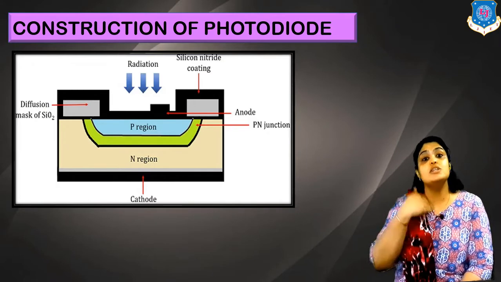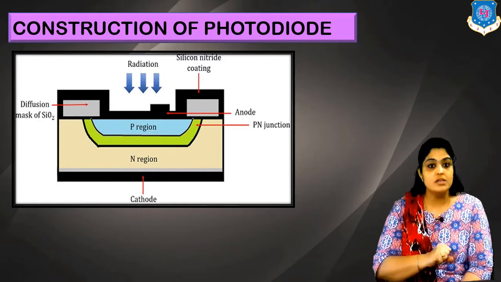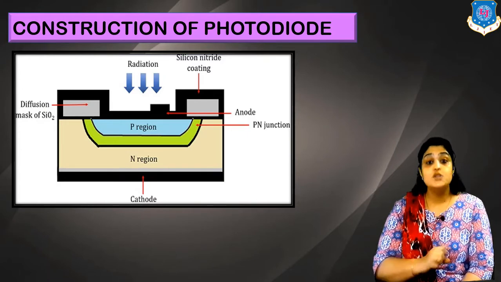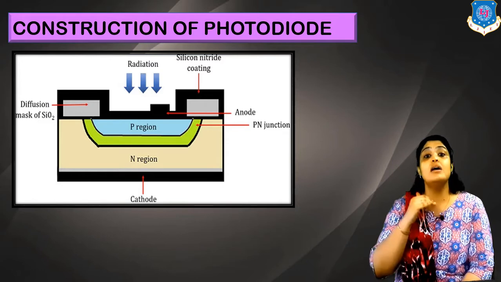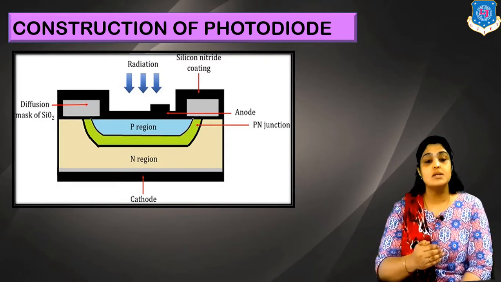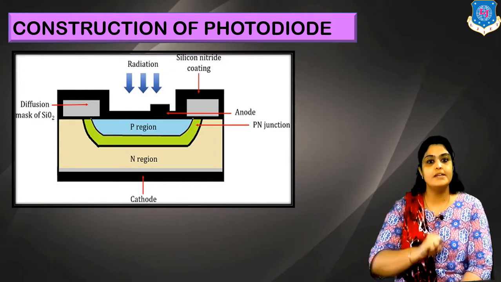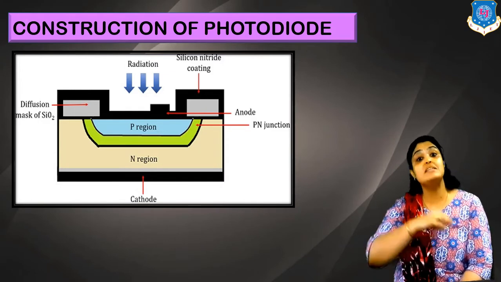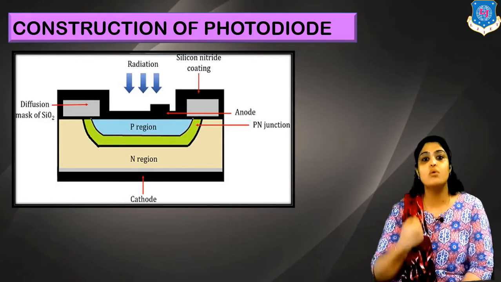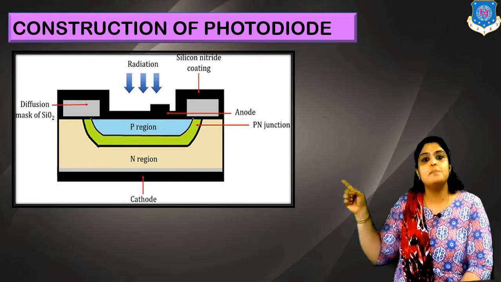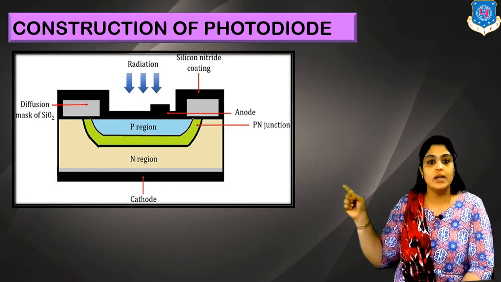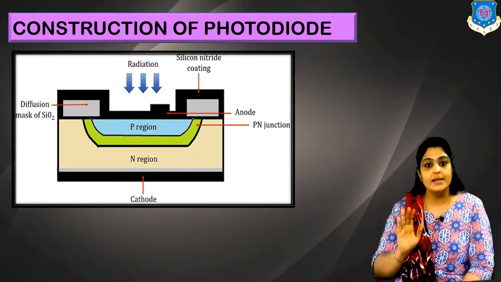But if the reflection increases, the amount of absorption will decrease, right? So we should have a coating such that the reflection of light is reduced. If this reflection is reduced, more and more light will be absorbed by the device and more light will be sensed by the device, giving us more current. So this is the purpose of having silicon nitride coating on the diode, right?